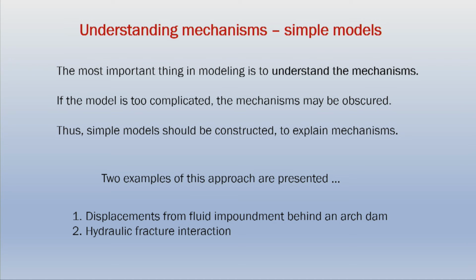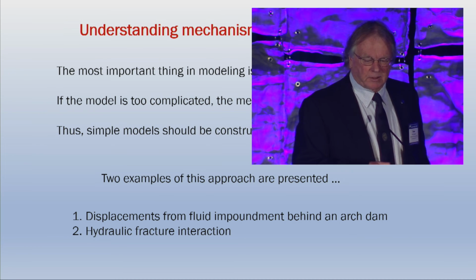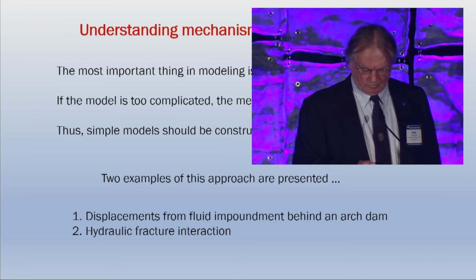So in my view, the most important thing in modeling is understanding the mechanisms. You have to convince yourself of what is actually happening in the system, especially if it's very nonlinear and very complicated. But if the model's too complicated, the mechanism may be obscured. Thus, I would suggest that simple models should be constructed. Obviously, we've got to do the complicated model for design purposes, but I think simple models should be constructed. And two examples of this are presented as follows.